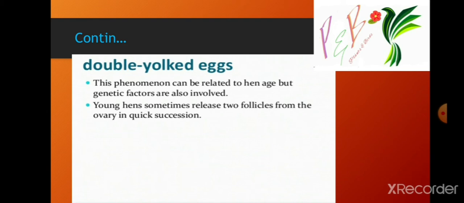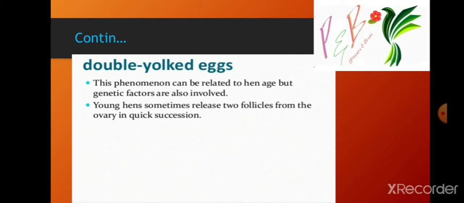And one thing to be remembered here is that double yolked eggs are not suitable for hatching. It is not suitable for hatching at all. Okay, this is to be remembered. Someone will think the double yolks are present so that they will produce 2 chicks in one egg. That is not correct. It will not produce any chicks. They are mainly unfertile eggs.